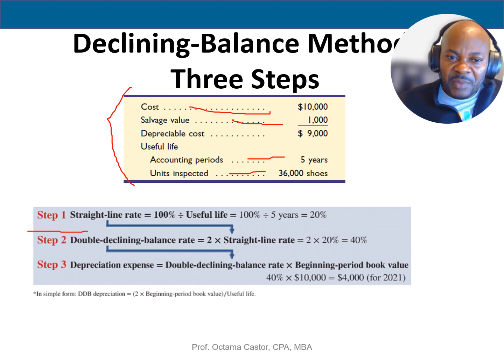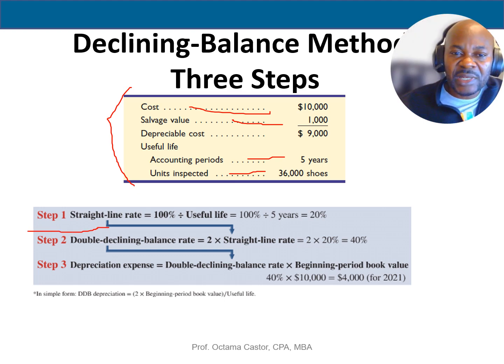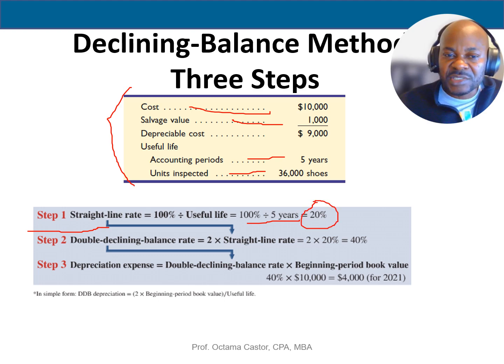The first step in calculating the double declining is to calculate the straight line rate. How do you calculate the straight line rate? You take 100%, you divide that by the useful life, which is 5 years, you get 20%. In step 2, you calculate the double declining balance rate. How do you do that? You take the straight line rate multiplied by 2. You get 40% in this case.